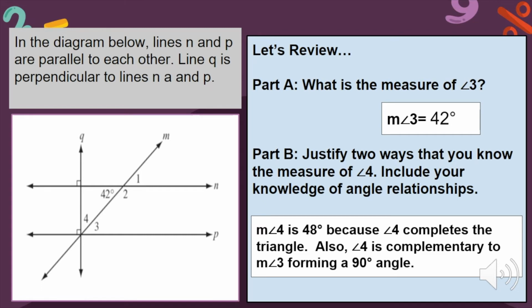Let's review. Were we able to find the measure of angle 3? Yes, we were. Did we use our knowledge of angle relationships to justify the measure of angle 4 in 2 ways? Yes, we did. I think we're ready to try one more.